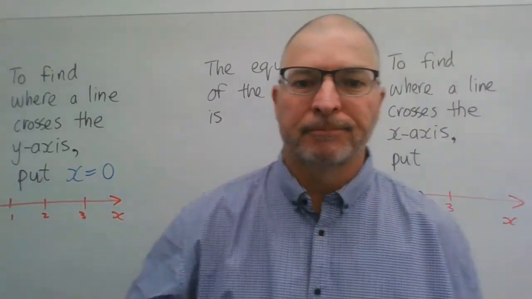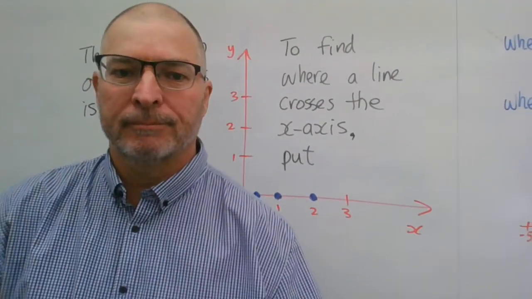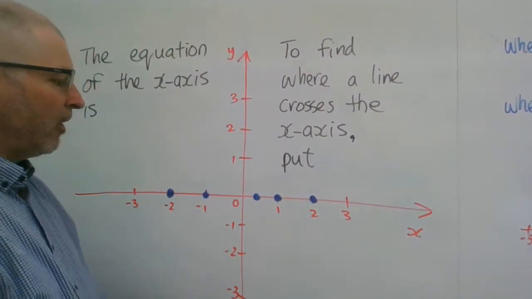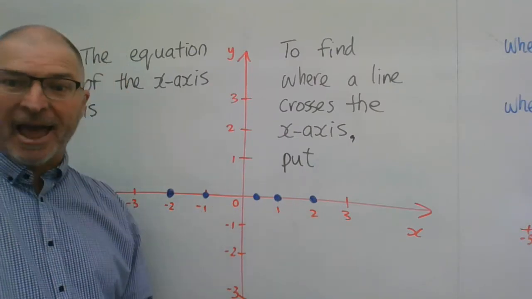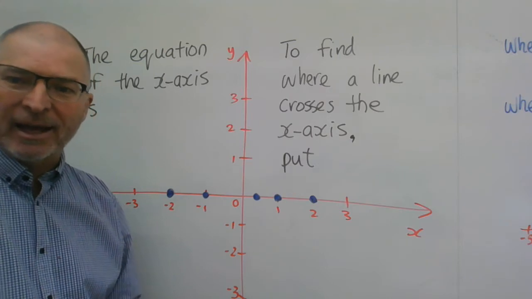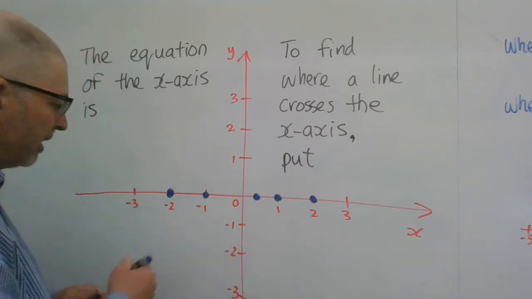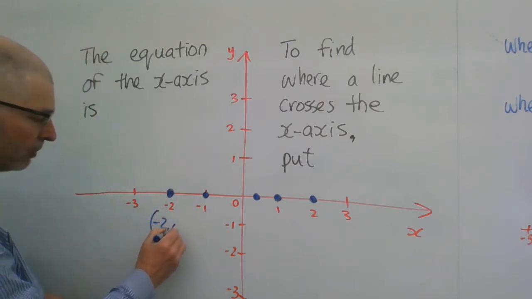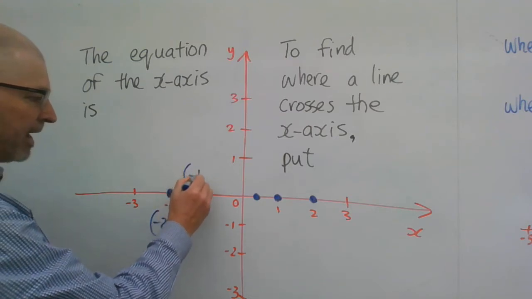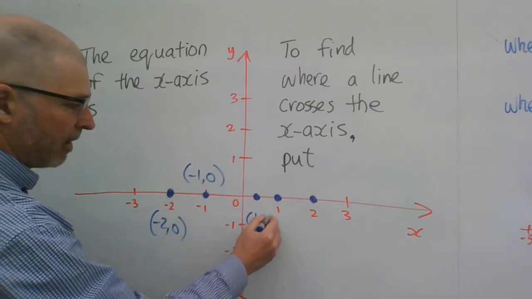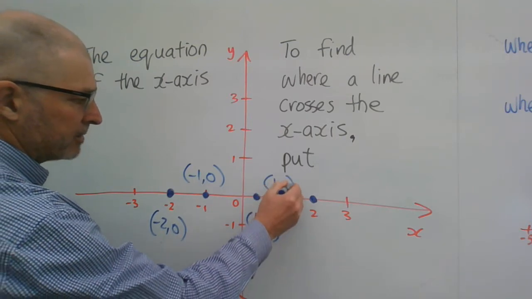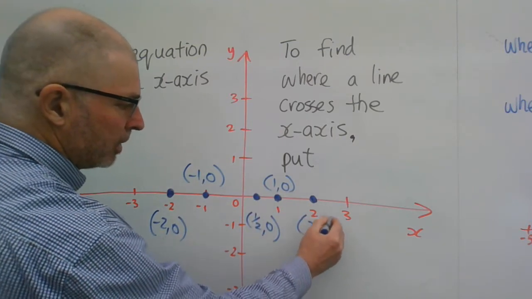Similarly, if I look at these points along here on the x-axis, you get the same sort of result. This is the point -2, 0. This is the point -1, 0. This is the point a half, 0. This is 1, 0. This is 2, 0.